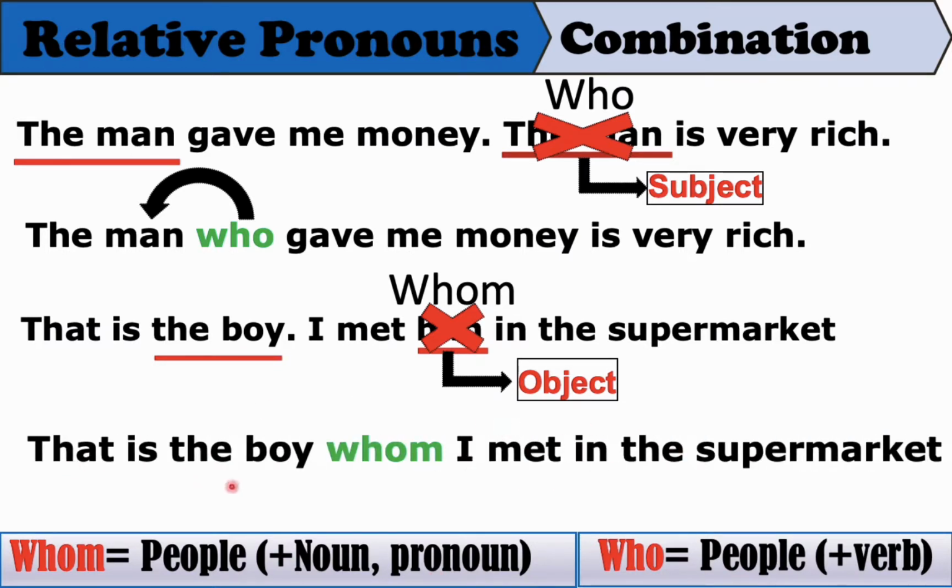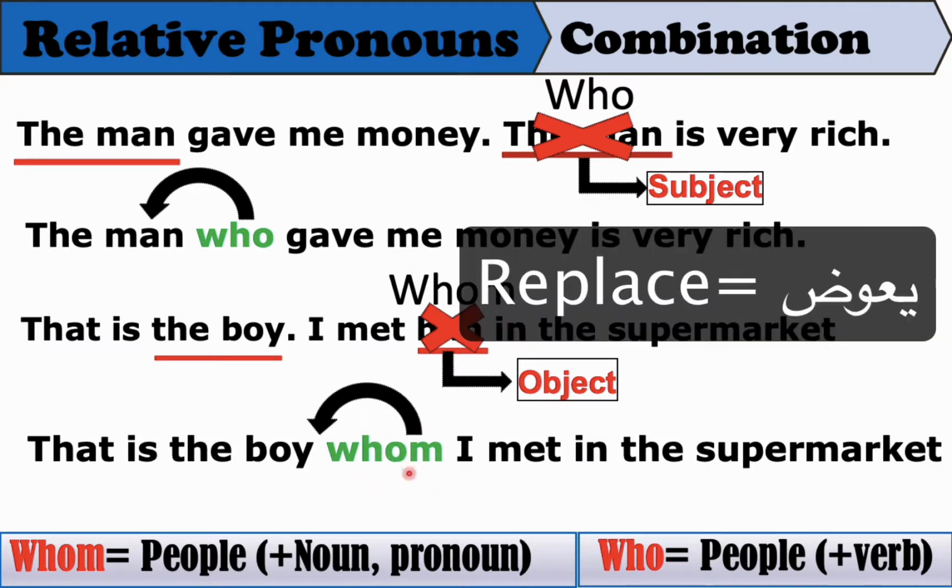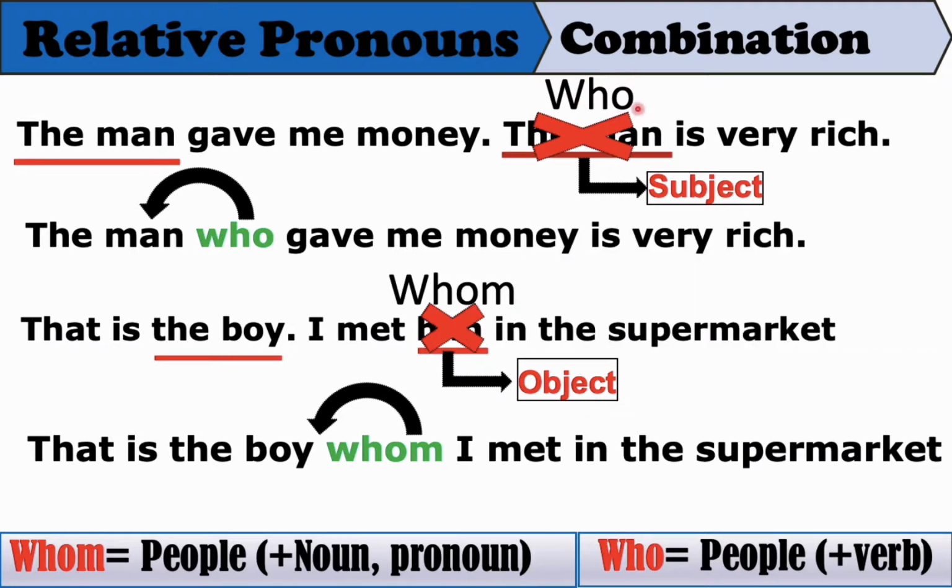So how can we change this one? It is: that is the boy whom I meet in the supermarket. Why here we have whom? Very good, because whom here replaces the object. Okay, and why here we have who? Because who replaces the subject. Okay, this is one. Okay, so please pay attention between who and whom.